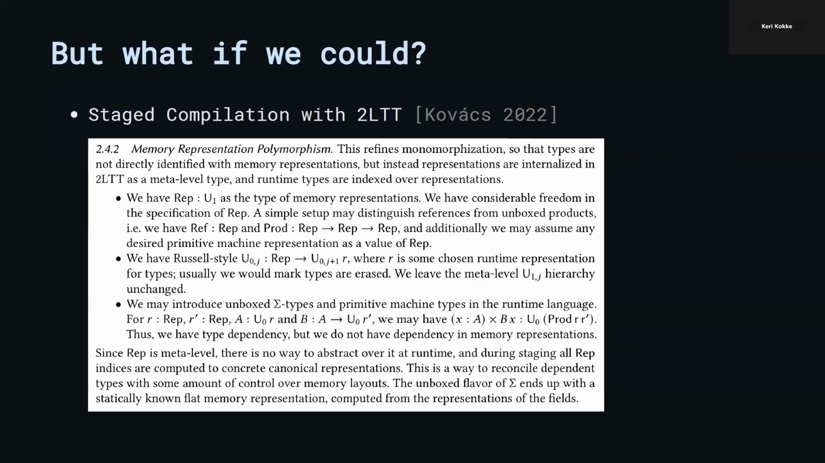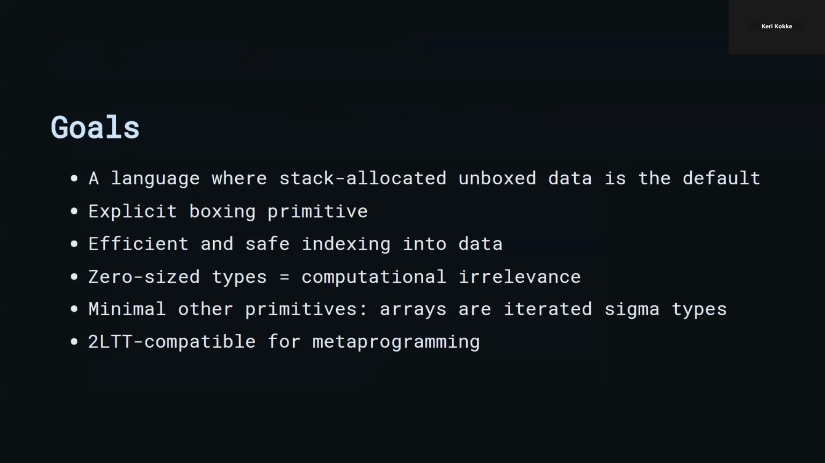Okay. But what if we could actually have unboxed data in dependently typed languages? So the paper on staged compilation with two-level type theory by Andras Kovacs has a section in the applications that says that perhaps you could have an object theory in a two-level type theory, where the types are indexed by memory representations. And this way, after staging, we resolve all the memory representations to concrete values, and therefore we might be able to compile this in a better way without having to box everything. So basically, we're just trying to see how far we can take this idea and what we can actually do with it.